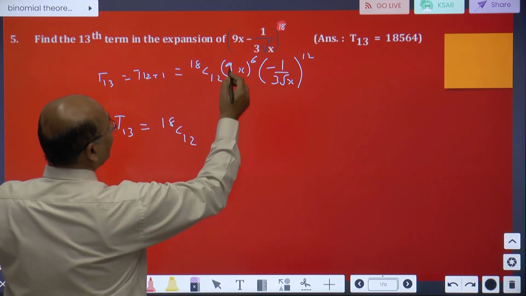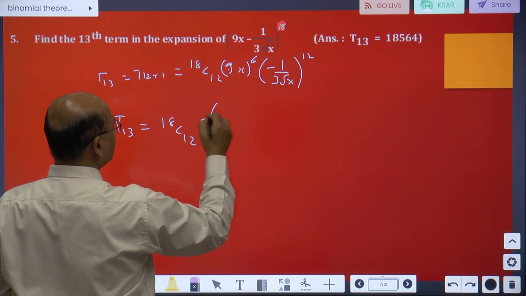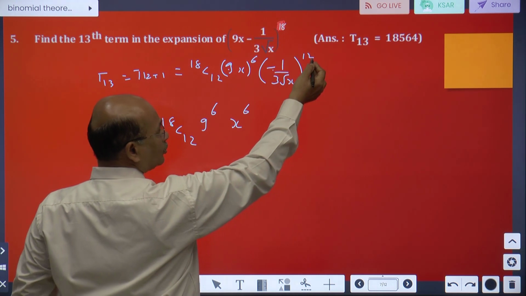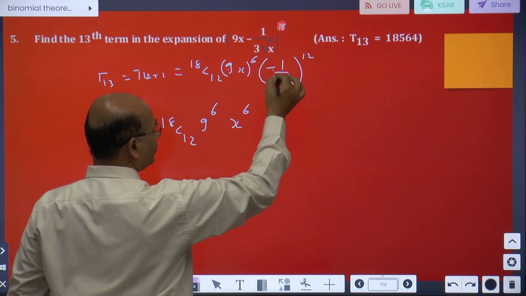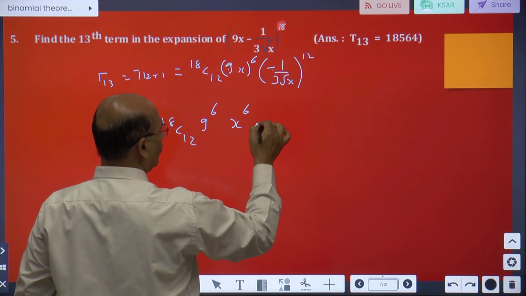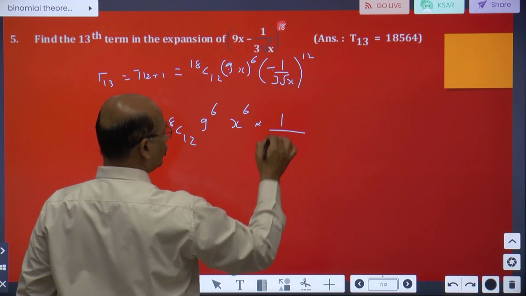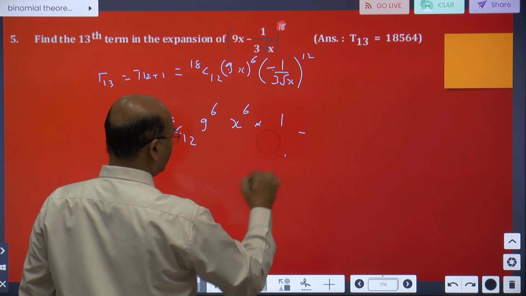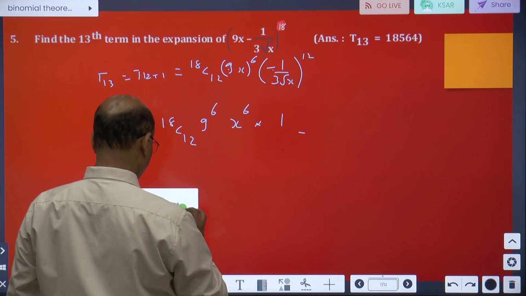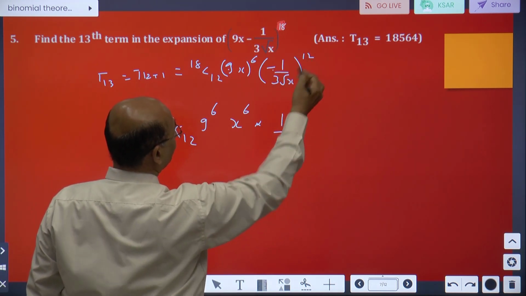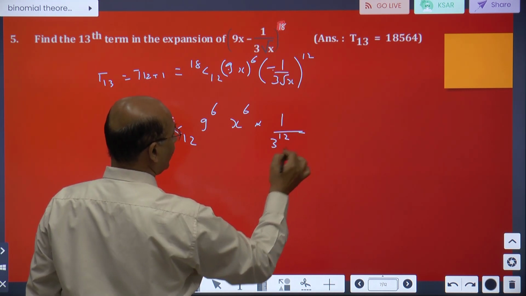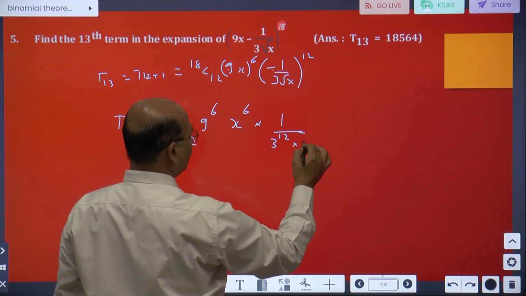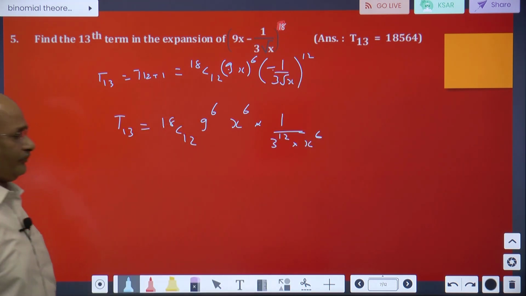18C12 will be there. Now this 9 raised to 6 will be there, x raised to 6 will be there. Minus raised to an even number will be positive only. So 1 raised to 12 into 1 upon 3 raised to 12, this 12 belongs to both. So 3 raised to 12 into, now hold on, root x raised to 12 is nothing but x raised to 6, correct or not?